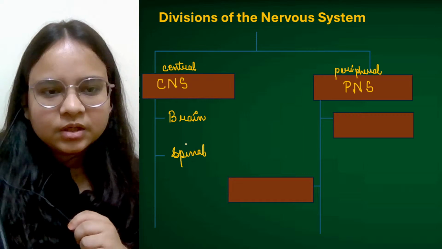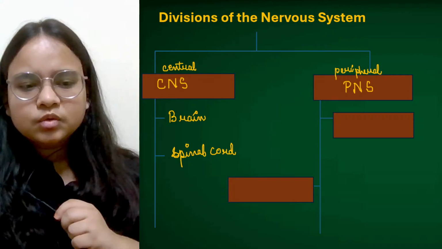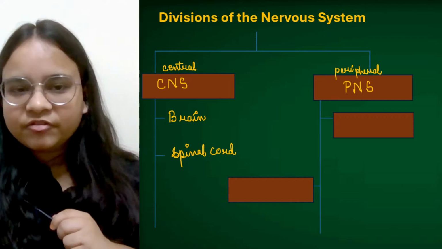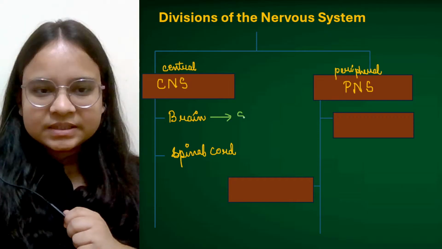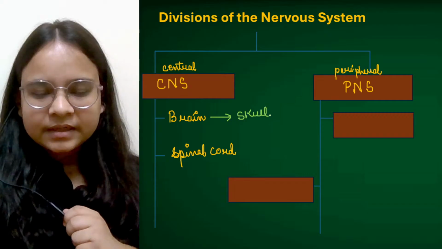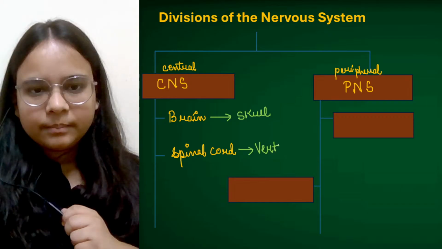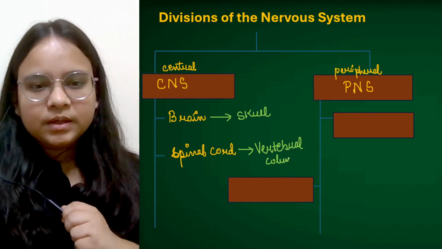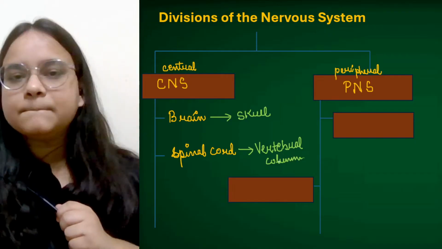Now, I would like to tell that these two organs are very delicate and they are protected by a tough covering. In case of the brain, it is covered by the skull, and in case of the spinal cord, it is covered by the vertebral column. These are bony cages.